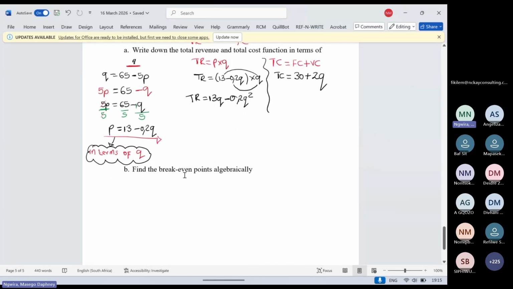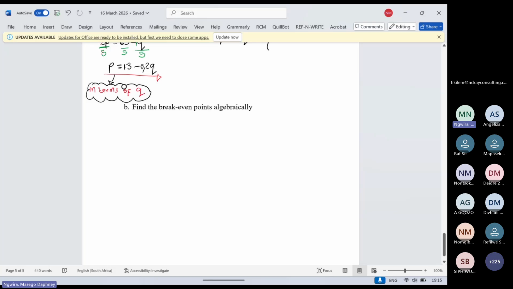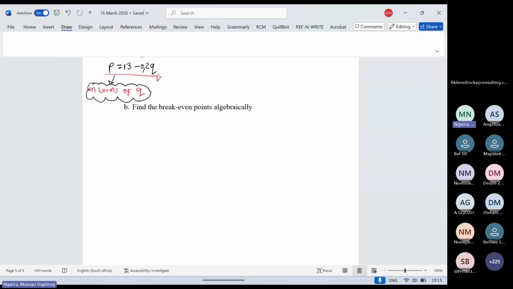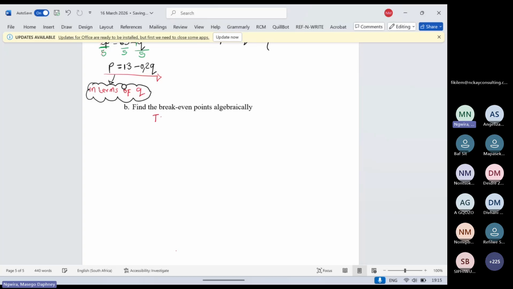B says find the break-even point algebraically, so meaning we're solving. This is what I was talking about. So let's see, when do we use that formula? Let's see what's going to make you use that formula. Break-even point, we said that total revenue is equal to total cost. That's the break-even point. Break-even point means that TR is equal to TC. So let's see. I just want to answer that question. TR is equal to TC.